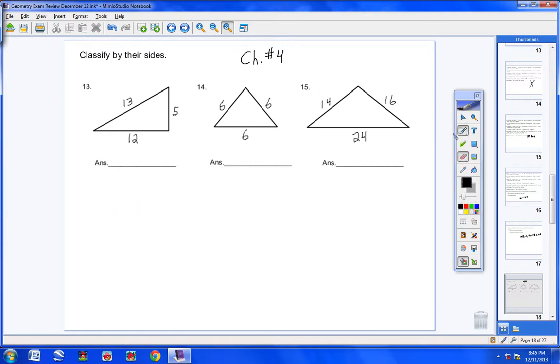Okay, let's review how to classify triangles by their sides. When dealing with sides, we have scalene triangles, isosceles triangles, and equilateral triangles. Now my job is not to teach you during this week. I'm reviewing stuff you should already know. Scalene triangles means none of the sides are congruent. Isosceles means I have two sides congruent, at least two sides. Equilateral means all three sides are congruent.